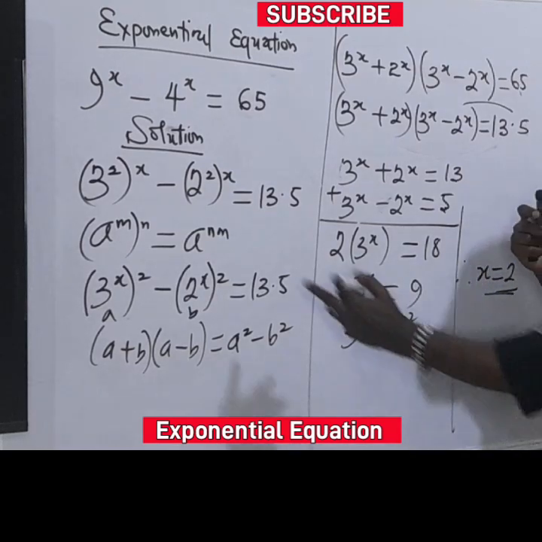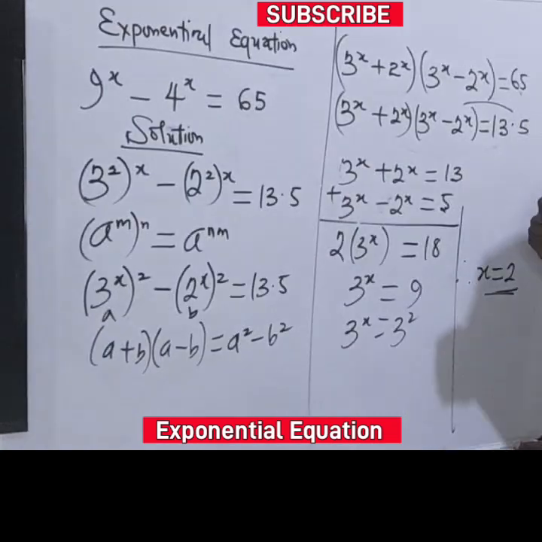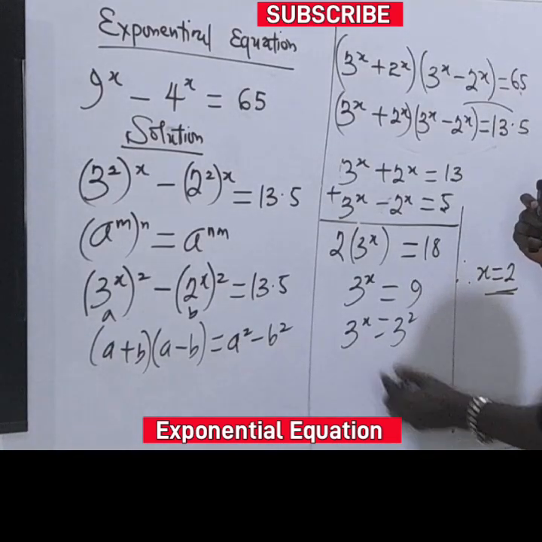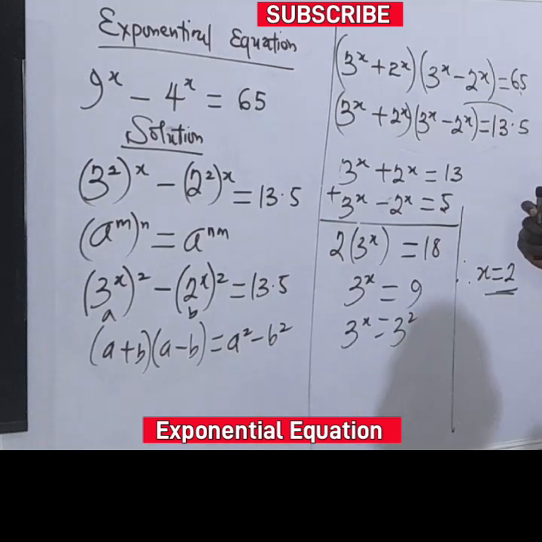And by application, if we put 2 here, that will give us 81. Then 81 minus 16, you get 65. s equal to 2 is the correct answer.